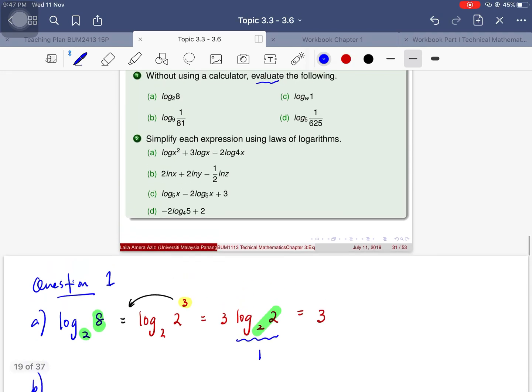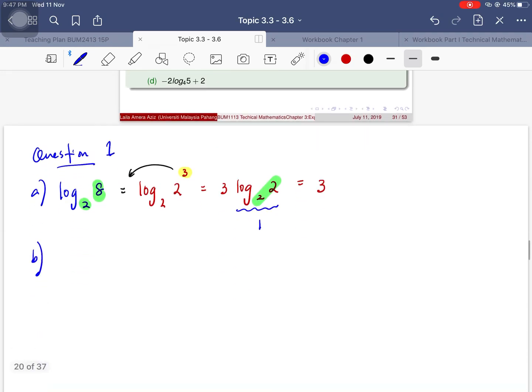And then let's proceed to b. For b, I have log base 9 of 1 over 81. Log base 9 of 1 over 81. So it's going to be the same idea. I'm going to have to find a relationship between the 9 and also 81. And the good news is that there is a relationship between them, because 81 is actually 9 to the power of 2.